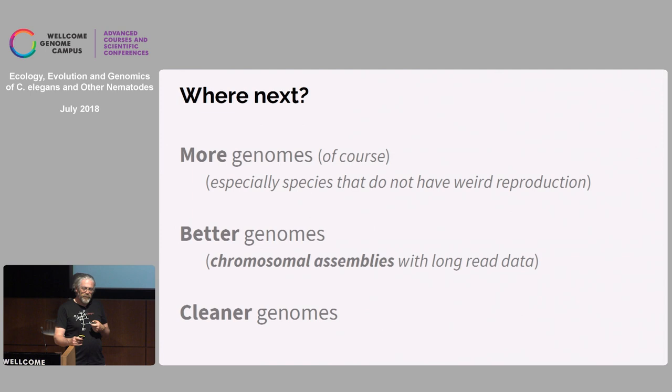So more genomes. We also want better genomes, so we want chromosome-level assemblies, and I'll come back to that in a minute. And we want cleaner genomes. One of the issues we've dealt with on the tardigrade project, but also elsewhere, is that genomes can come contaminated, usually with E. coli or Stenotrophomonas from people's cultures, but also with other things.